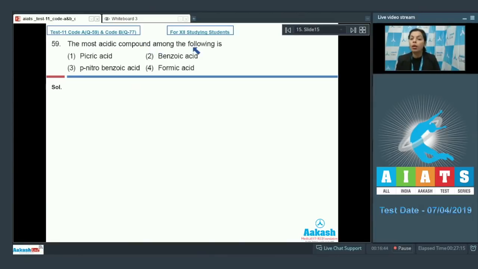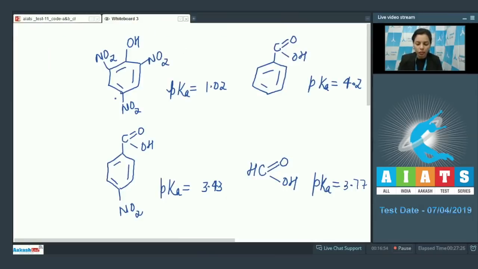The most acidic compound among the following is. We have picric acid, benzoic acid, para-nitrobenzoic acid, formic acid given here. In case of picric acid, we have 3 nitro groups, 2,4,6-trinitrophenol it is. Further, benzoic acid, structure is given here. This is para-nitrobenzoic acid, and here is formic acid or methanoic acid. The presence of nitro groups increases the acidity of phenol and benzoic acid. And here you can see that 3 nitro groups are present. In this case, definitely the acidic character is maximum.